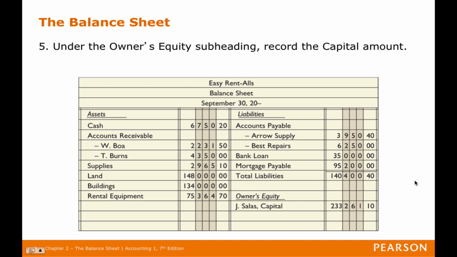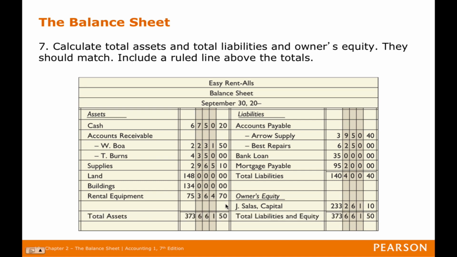Once we've listed our liabilities, we need to list our owner's equity. And there's just a single account here, the capital account. We don't need a subheading total here because there's only a single account in owner's equity. So that's it. We've listed our assets, liabilities, and equity, and now it's time to do the column totals. So on the left side, we've calculated total assets, and on the right side, total liabilities and owner's equity.